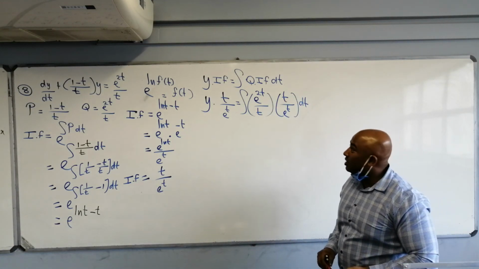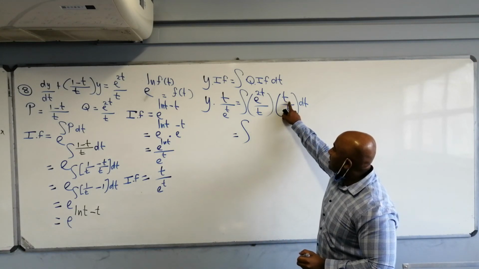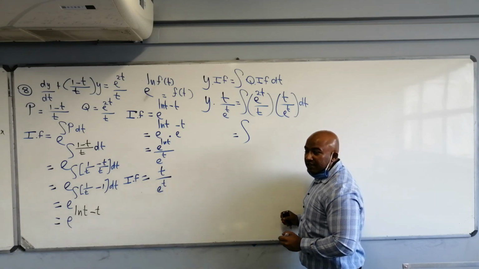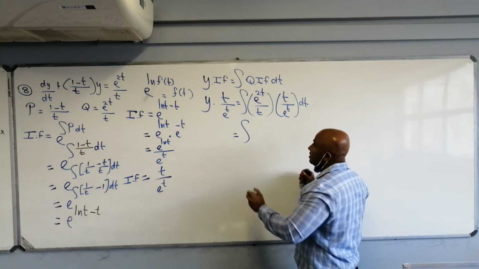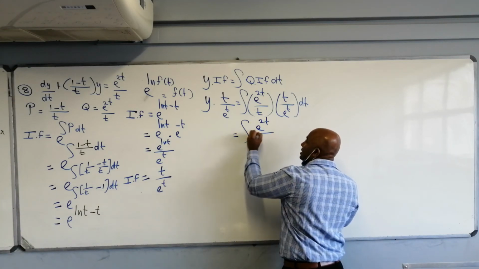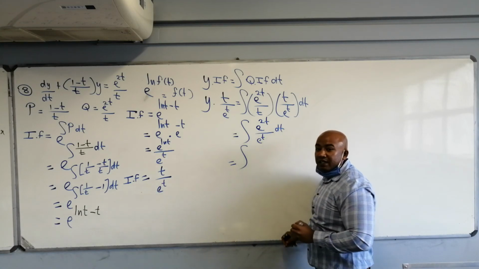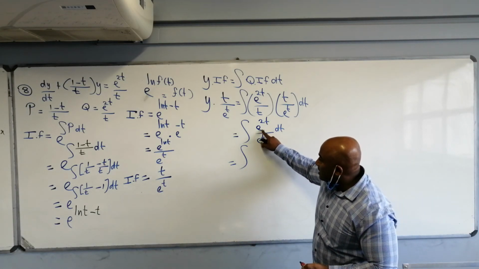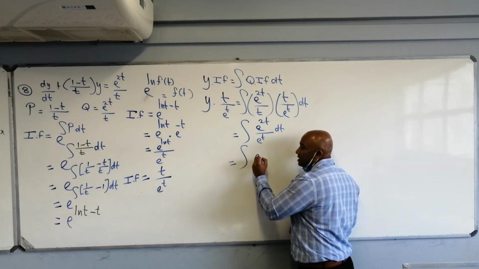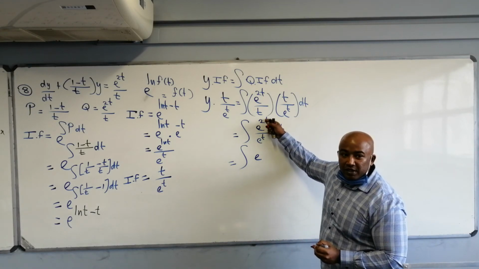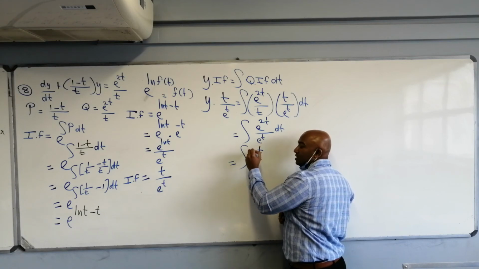And now you can see it's going to cancel nicely here. So what happens here is t and t cancel. So you end up with e to the power 2t divided by e to the power t. So there it is here, e to the power 2t divided by e to the power t. And this is exponent laws. When the bases are the same and you are dividing, you write down the base once and then you subtract top exponent minus bottom exponent. 2t minus t is just 1t.